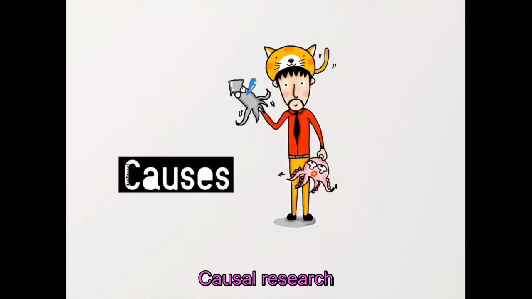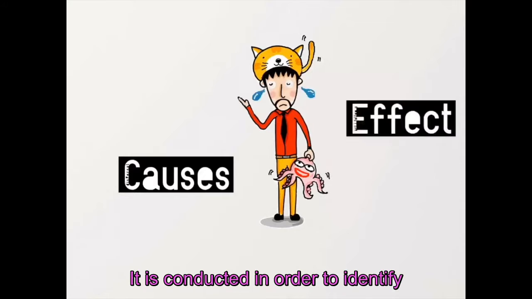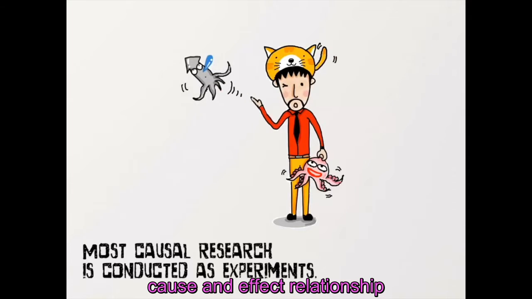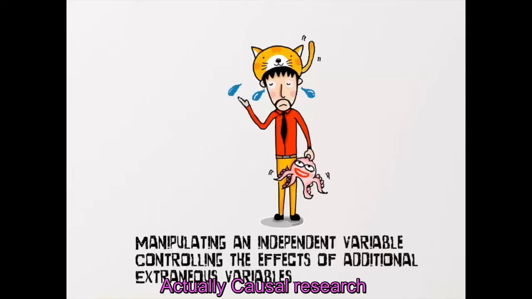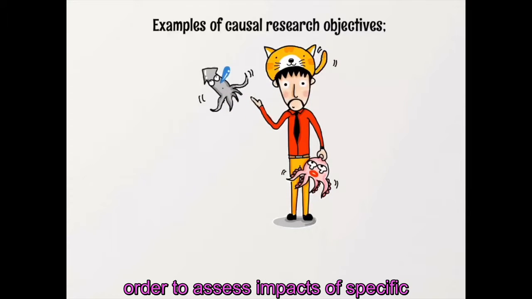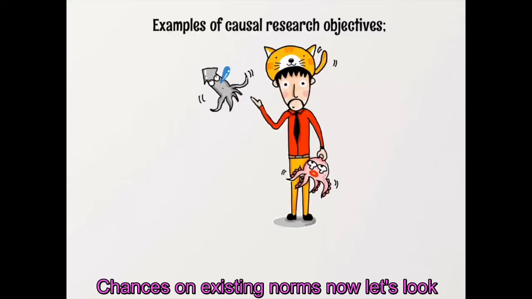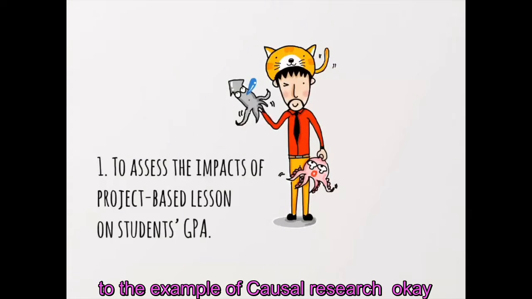Causal research. Causal research, also known as explanatory research, is conducted in order to identify the extent and nature of cause and effect relationships. Actually, causal research can be conducted in order to assess impacts of specific changes on existing norms. Now, let's move to the example of causal research.